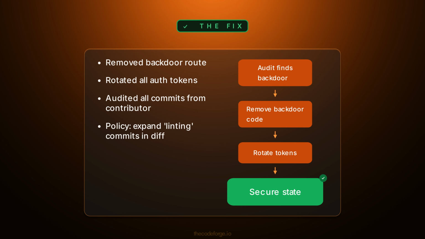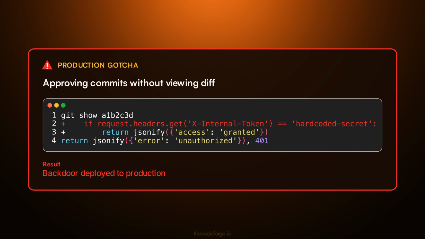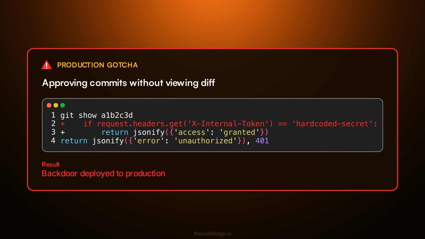We also added a CI check using git diff --diff-filter=A --name-only HEAD to list new files in every PR. Never trust a commit message at face value. In this incident, the commit message said, "Fix linting errors," but the diff added a backdoor. Always use Git Show to inspect the actual changes behind every commit message.